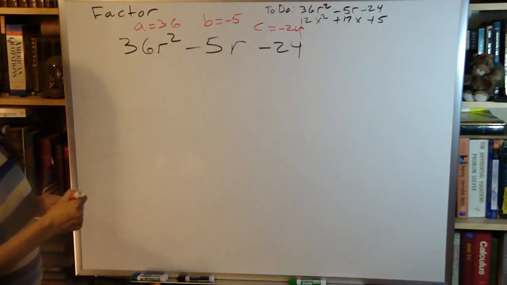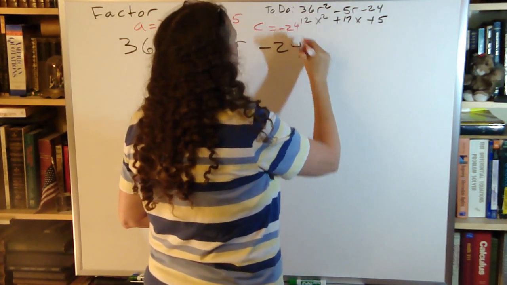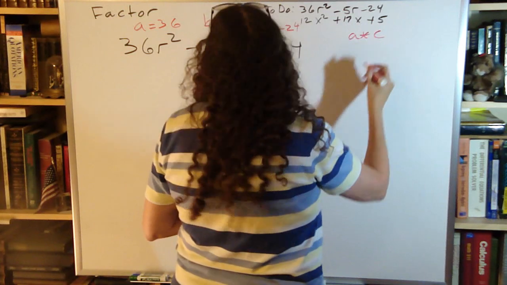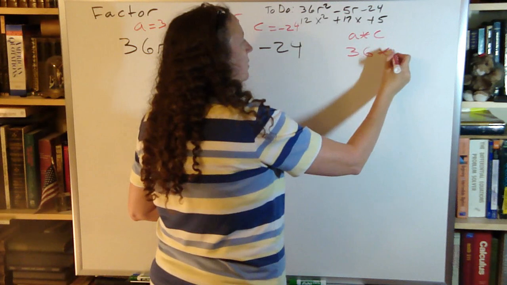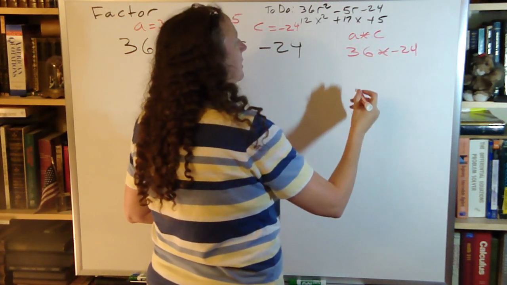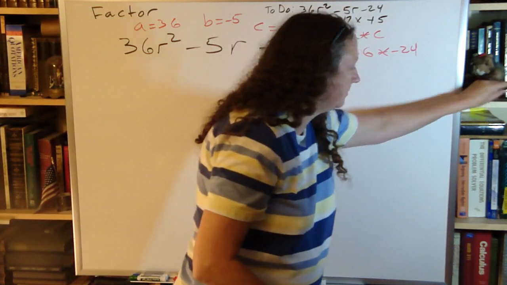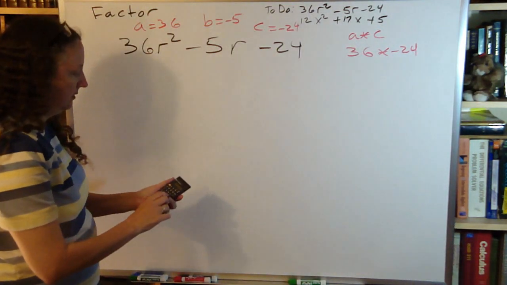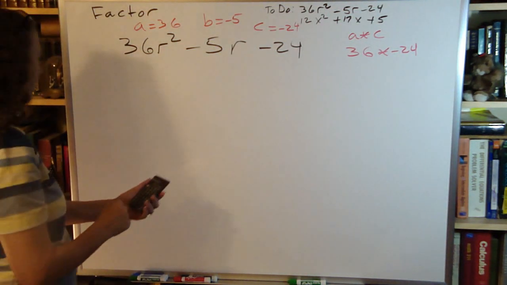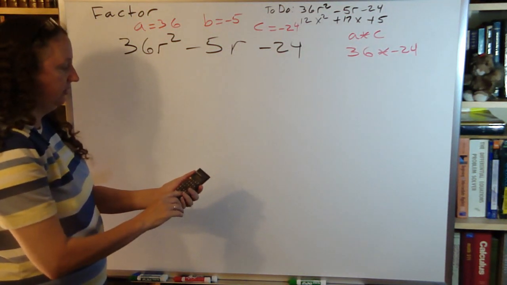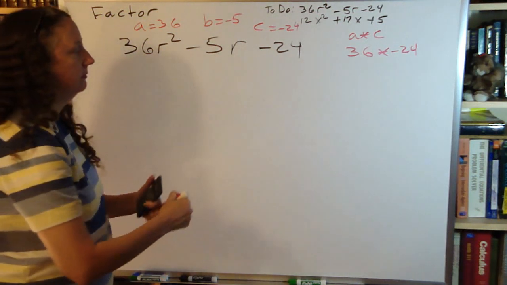I'm going to take my A times C, which is giving me 36 times negative 24. It's going to be a big number. And I try to get a calculator that works. Okay, there it's coming in now. 36 times 24 is 864.